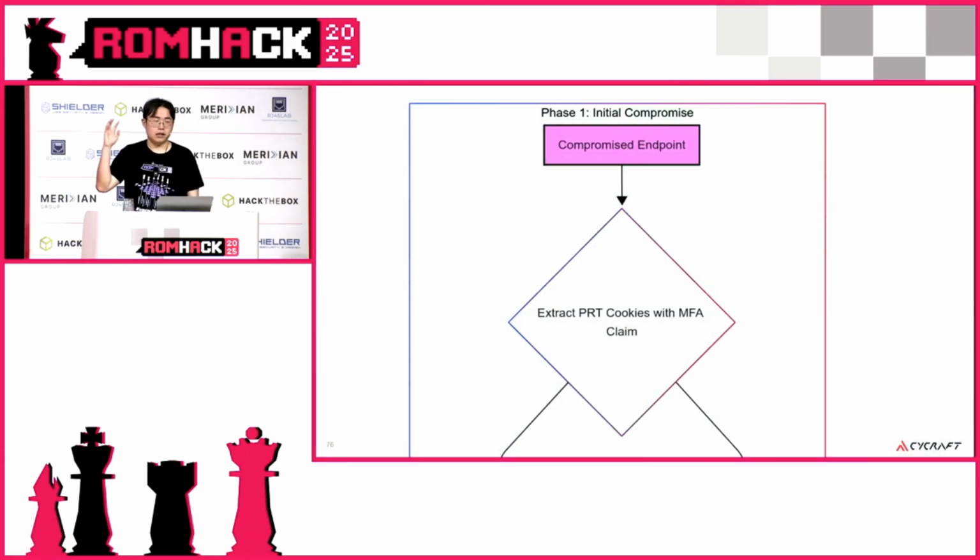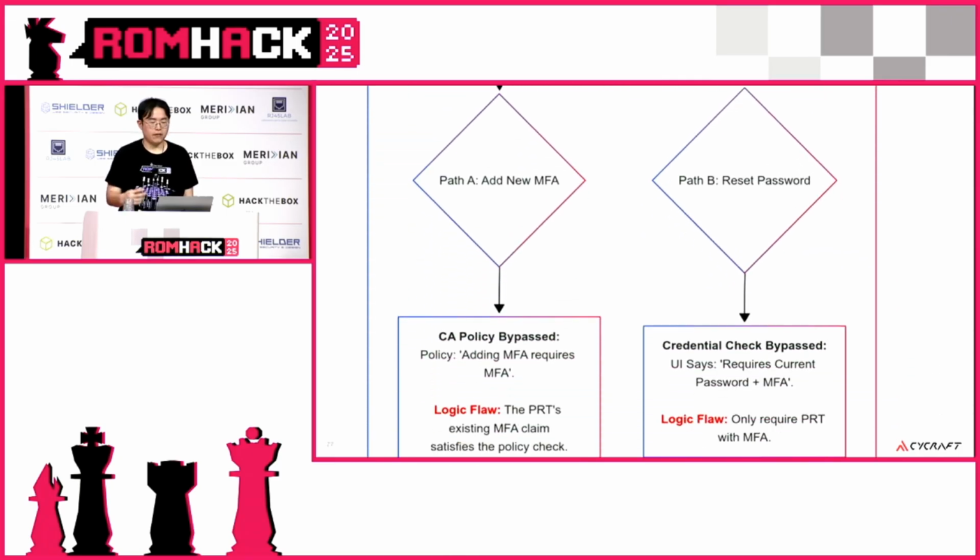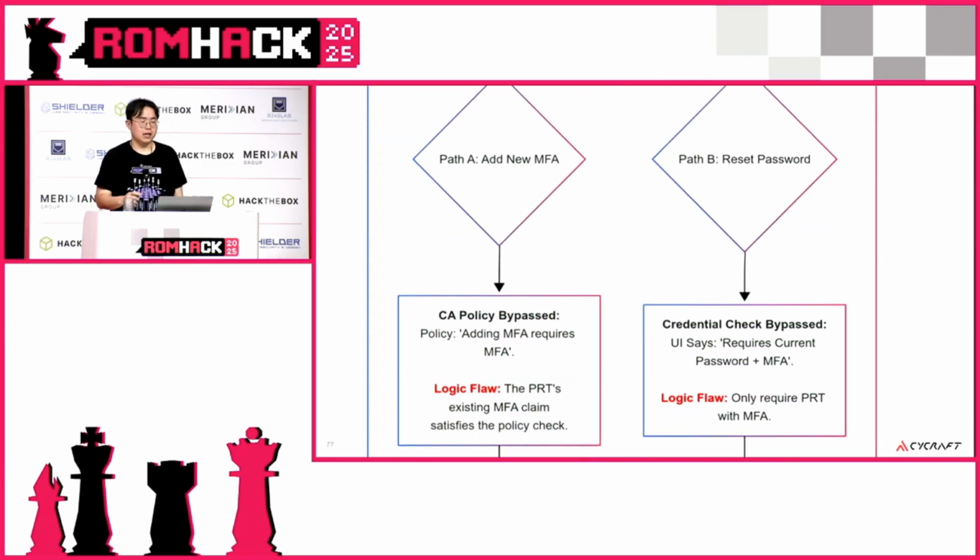So let's use this diagram to make it easy to understand. You have the PRT cookie with the MFA claim. And then we have two methods to do. First is adding a new MFA. The current conditional access policy just requires you, hey, you need to pass MFA, but we already have the MFA claim, so we can easily satisfy this policy check.